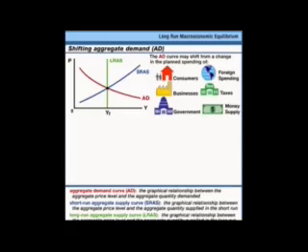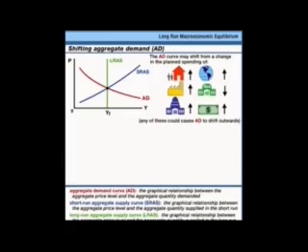This would be shown then as an increase in the aggregate demand curve. So we'll label our original AD0 and our new curve AD1. With this change in aggregate demand now, we're going to get three sets of consequences.